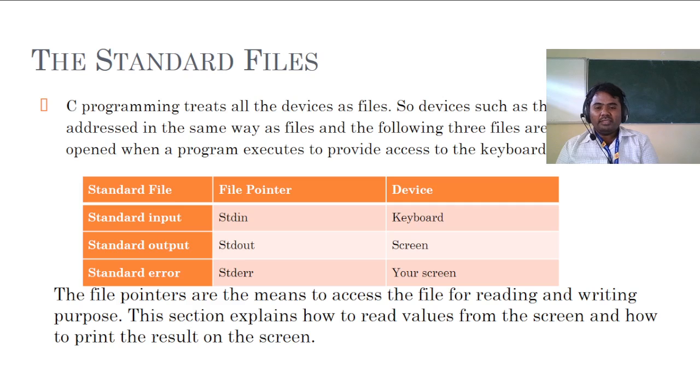A pointer is just a variable which contains an address, where stdin is a variable which contains the address of the standard input file, likewise standard output and standard error. So these standard files will automatically open when you try to access the keyboard and monitor. For the keyboard, we have a file called standard input attached to it, and for the monitor, I mean the output screen, we have two files: standard output and standard error.